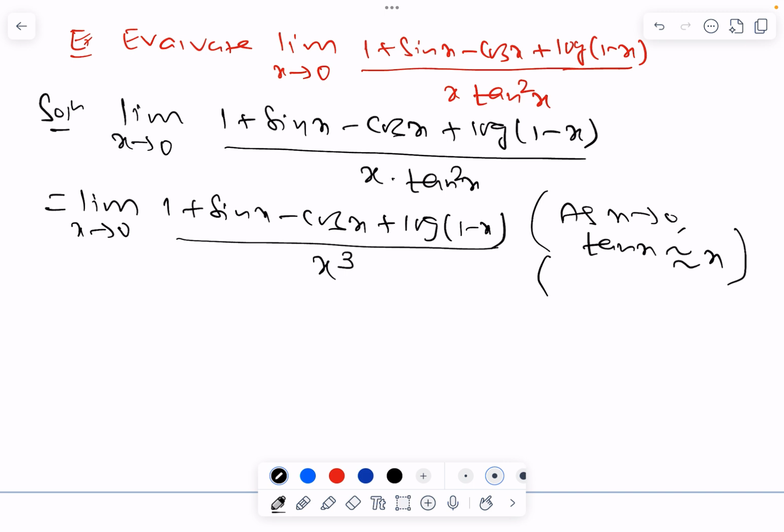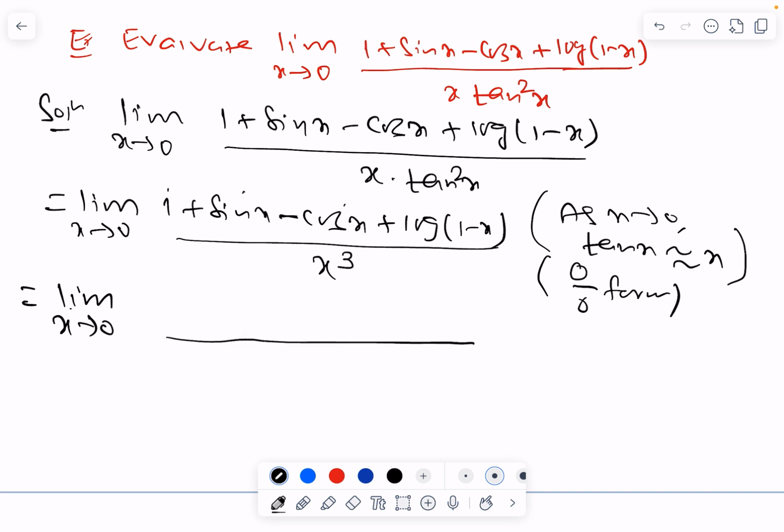Now we can see that when x tends to 0, sine 0 is 0, cosine 0 is 1. So this 1 and minus 1, that is 0. Log 1 is also 0. X cube, x tends to 0, so that is also 0. And so we have 0 by 0. So let us use L'Hopital rule.